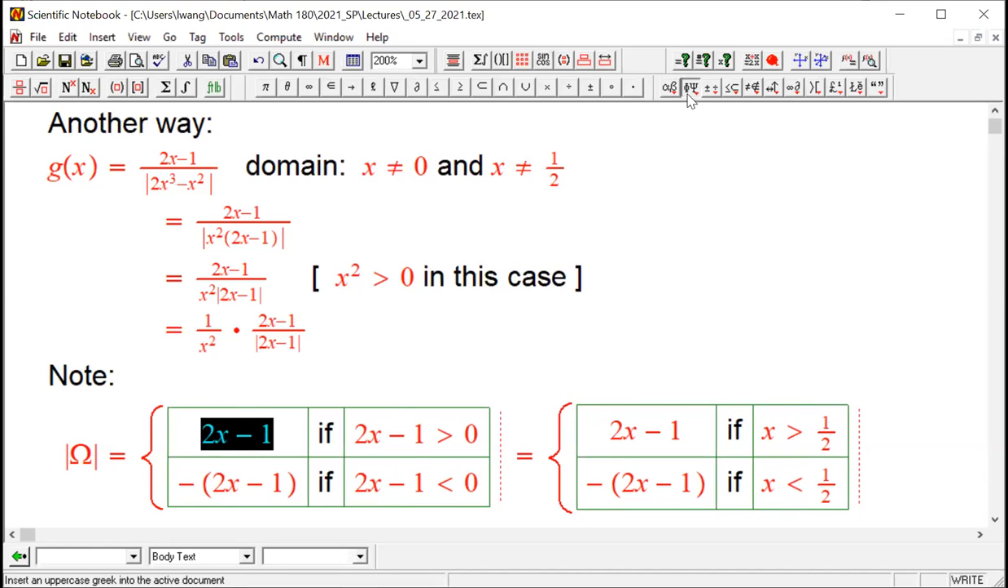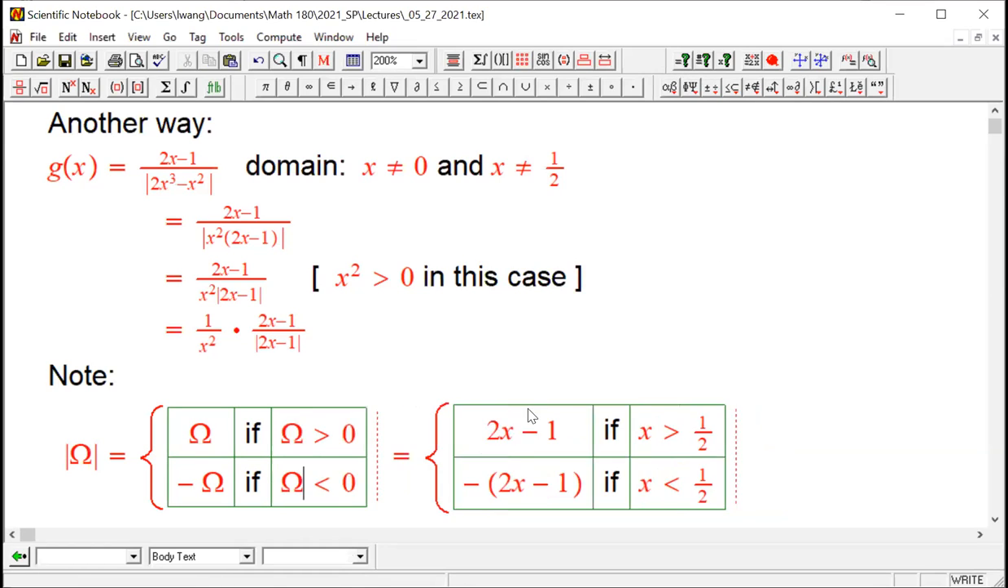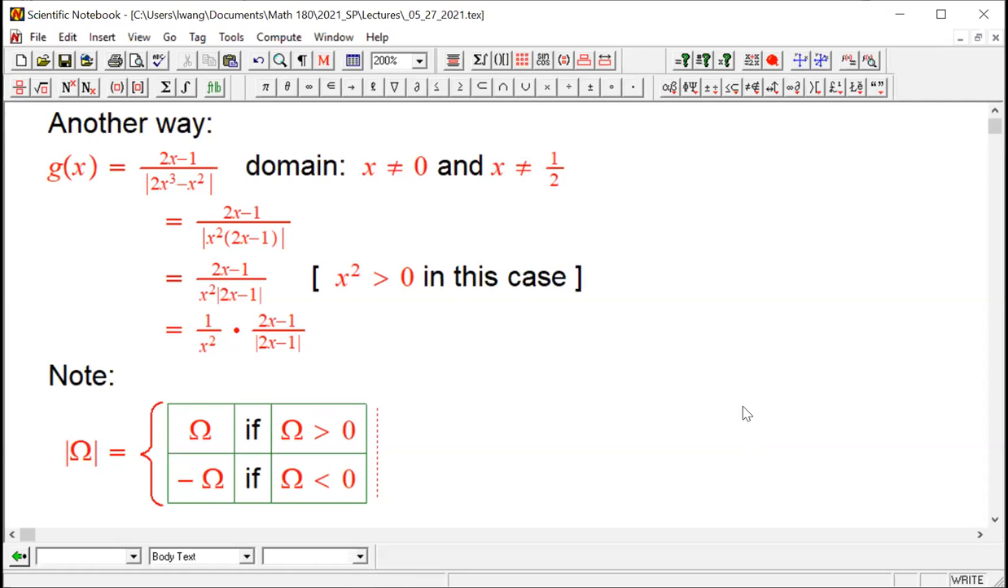I'm going to give you a simpler version of this, okay? So negative omega is larger than 0. Sorry about that, okay? Even though this way will work, I'm going to show you a simpler way. Forget this. You see 2x minus 1, the absolute value 2x minus 1. So what I'm going to work on is the absolute value of omega. You guys see that?